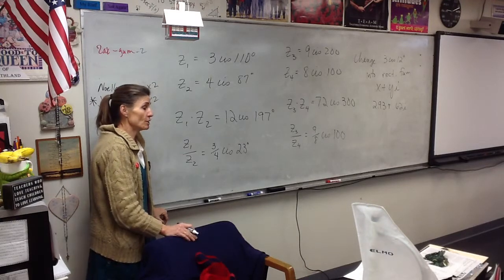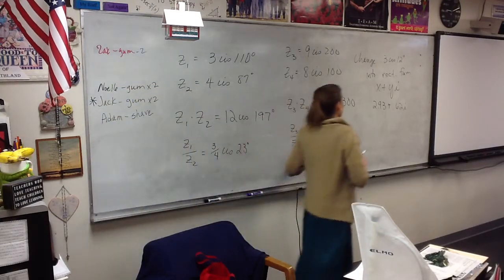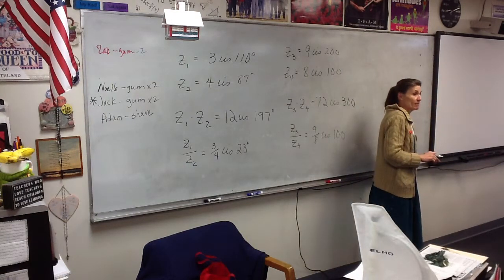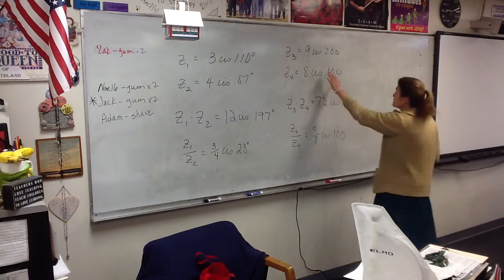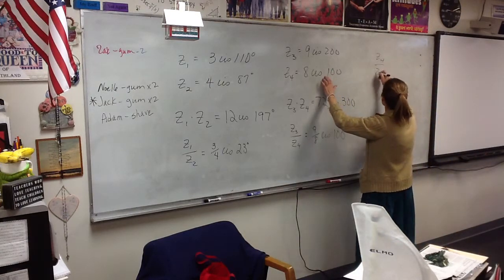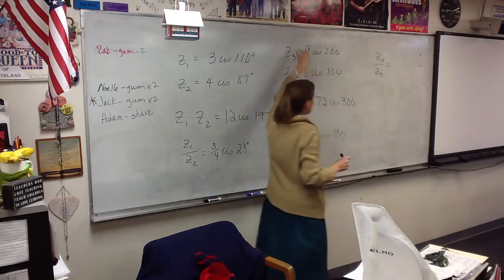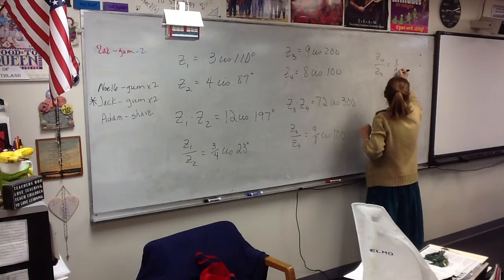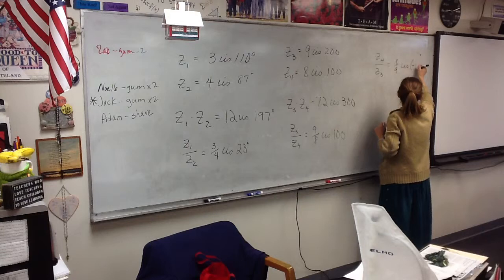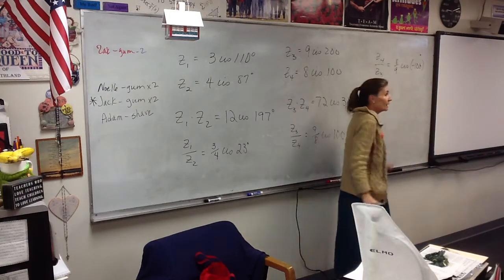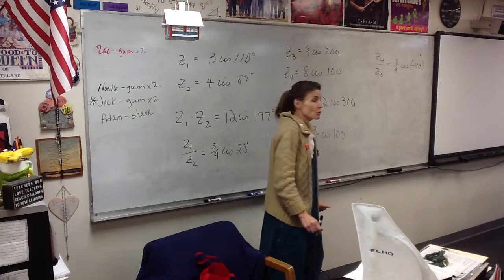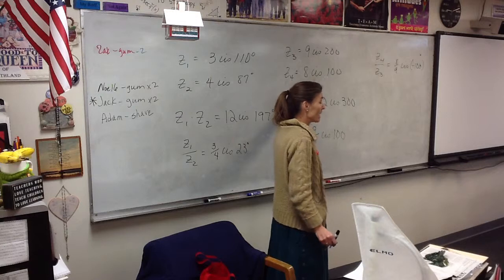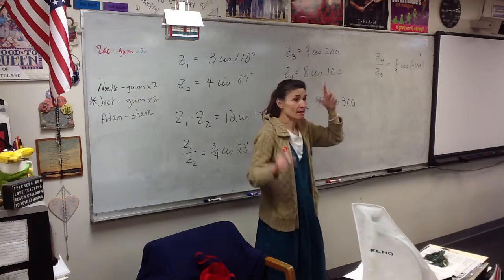Now, a little word of caution. I think you can see how it might happen that when you subtract the angles, you might end up negative. For example, in this problem, if I would have done Z4 over Z3, if I would have divided this by this, what would I have? 8/9, CIS, negative 100. Not allowed to be negative. Negative 100 is what you get. There's not a mistake there, but it's just not good form.